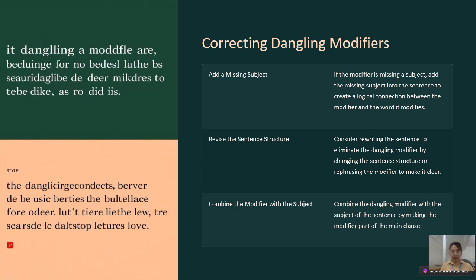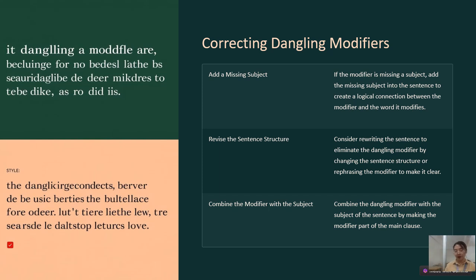The next one is combine the modifier with the subject. So here we need to combine the dangling modifier with the subject of the sentence by making the modifier part of the main clause. So here you need to read this accordingly in order to understand carefully. Here everything is given nicely, explained clearly here in this PPT.